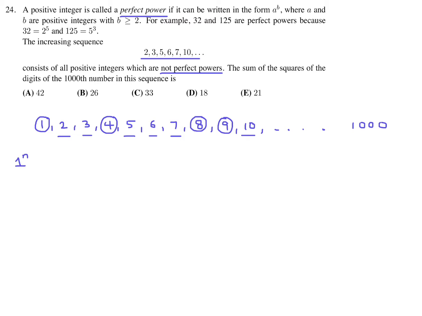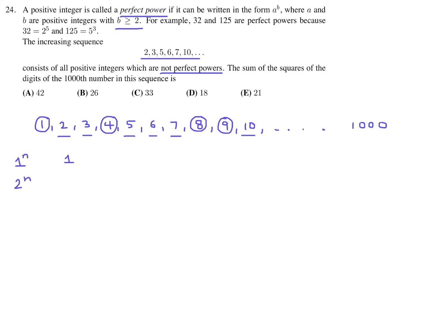1 to the power of n. Any of those will be called a perfect power, as long as n is greater than or equal to 2. They're calling it b, I call it n, same thing. All right, well, what are those? Well, it's only going to be 1, right? Because 1 to the power of anything is 1. So that's easy.